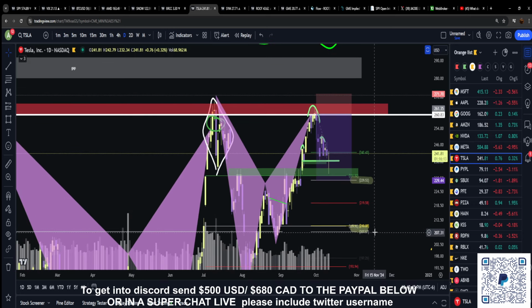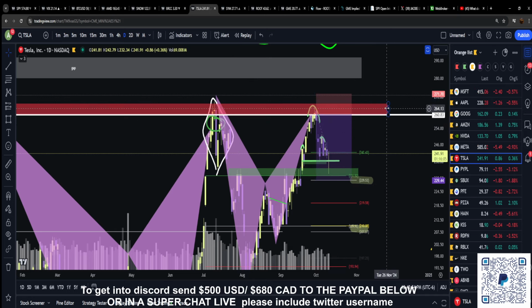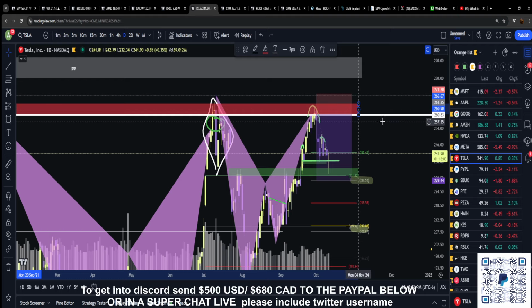You see how simple you can make it? Forget the harmonics, forget divergences, forget chart patterns. Bro, I literally just draw boxes. I'm like a kindergartner. I just draw boxes, and it goes to the box and I'm like, okay, if it goes outside of the box, I'm going to short the shit out of it.